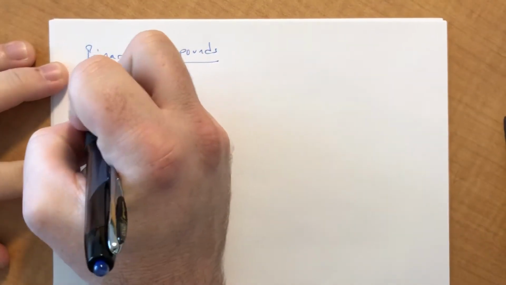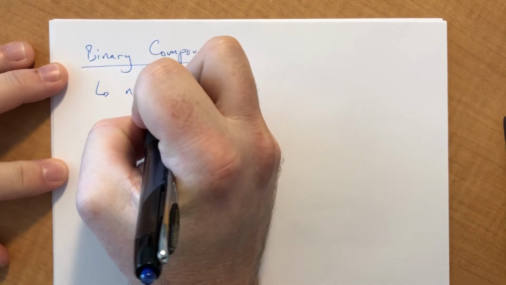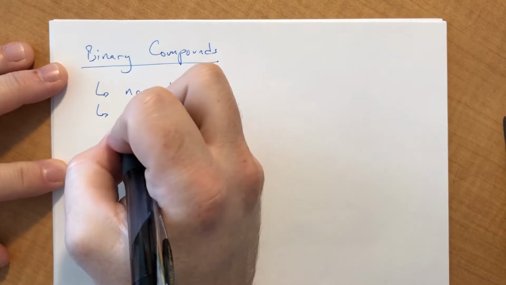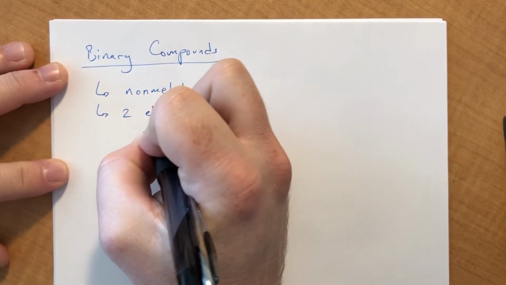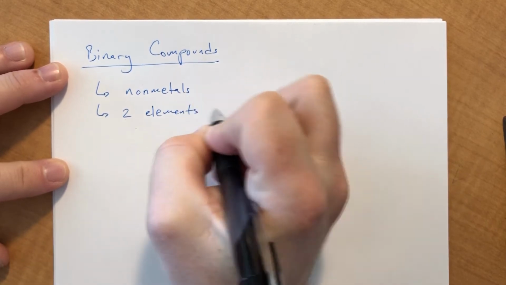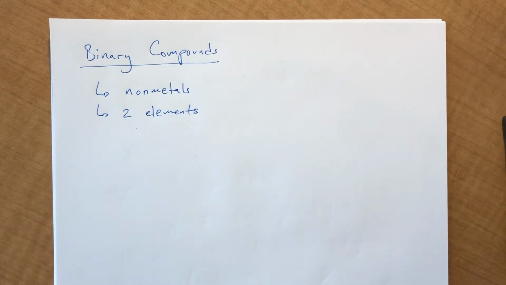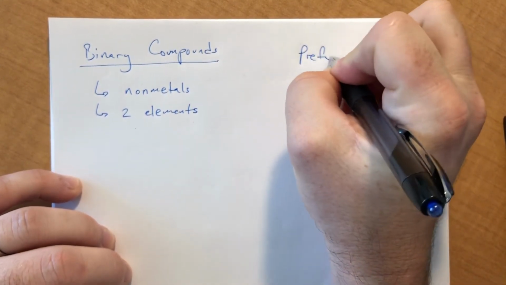So binary compounds are exclusively made of nonmetals, and there's basically only two nonmetals at a time. So two elements at a time. Okay. They are super easy if you know your prefixes, and it's the same prefixes we used for hydrates. Okay, so I'm gonna really quickly run through the prefixes again.